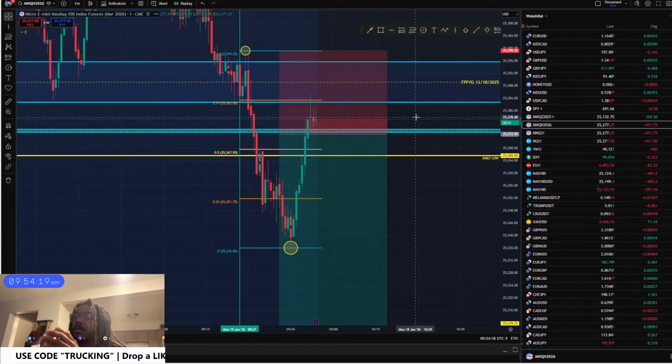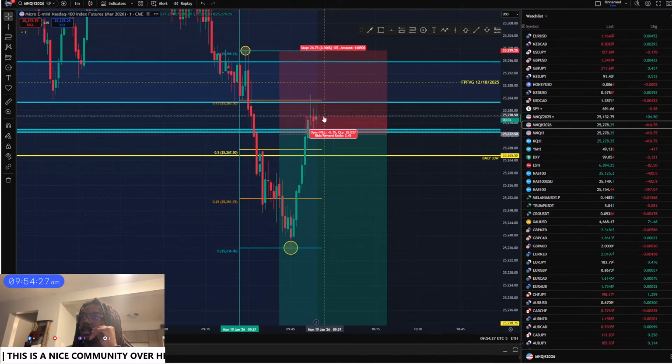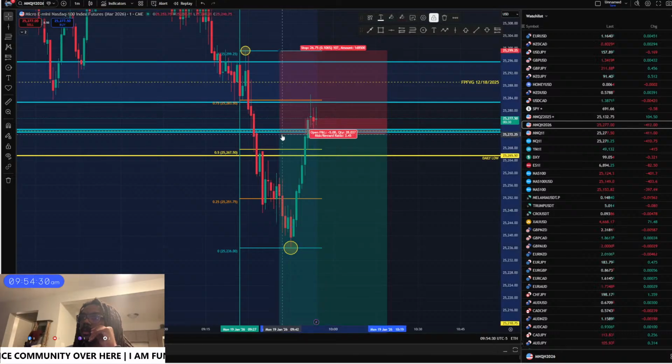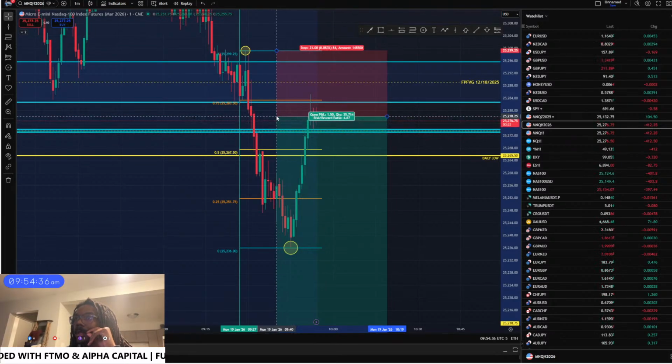I have very small risk. I'm risking about 0.5% on my prop firm accounts. So very small risk. I have my stop loss up here. So let me move this up so it can represent my actual trade a little bit better. My entry is actually all the way up here.